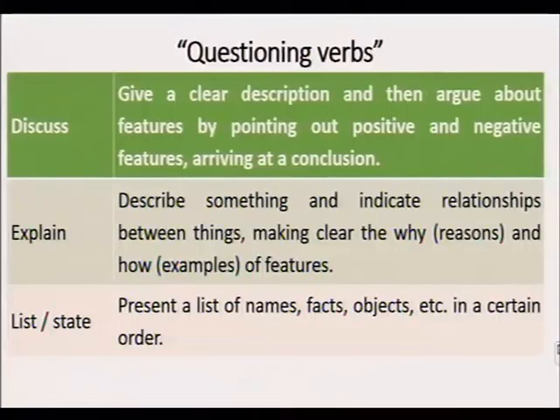When you discuss something, you give a clear description, and then you argue both the positives and the negatives of the question that is given. When you explain something, you describe something and you indicate a relationship between things. I'm running through this, but I really want you to go back to this presentation and understand the questioning verbs that are there.